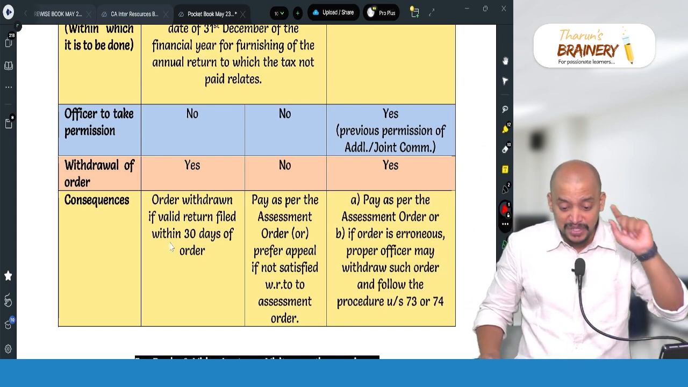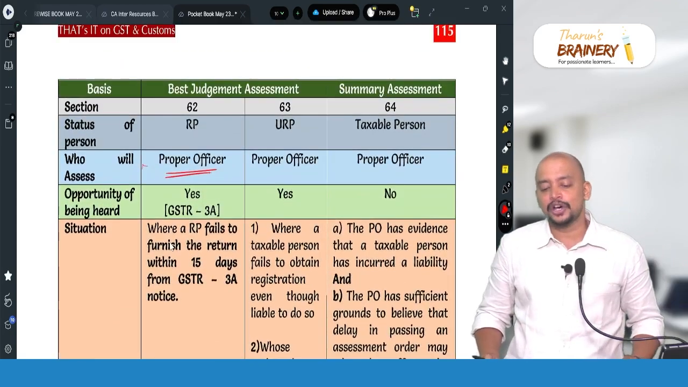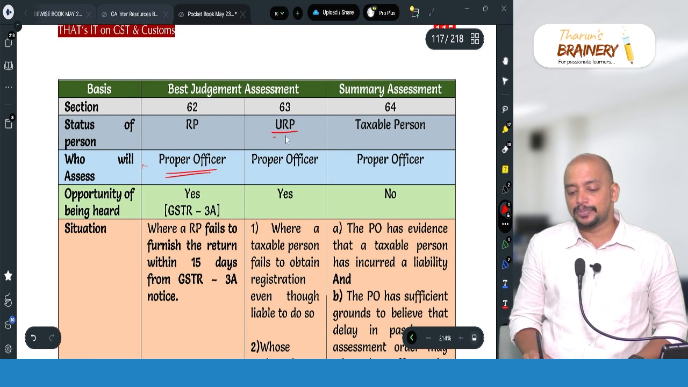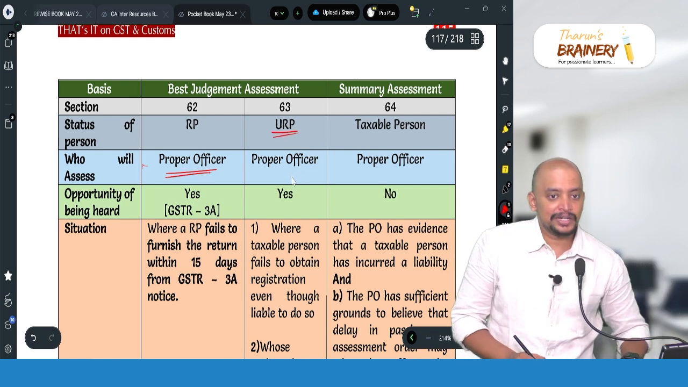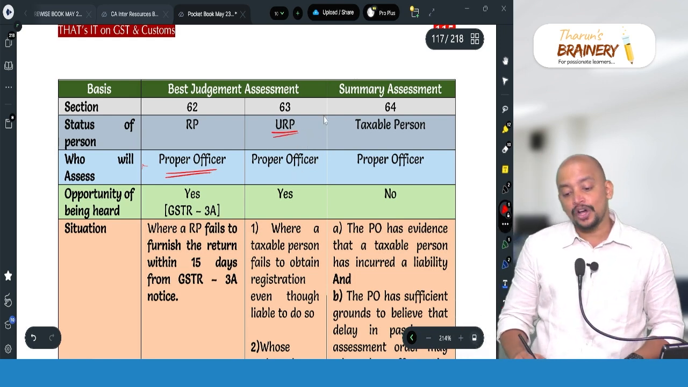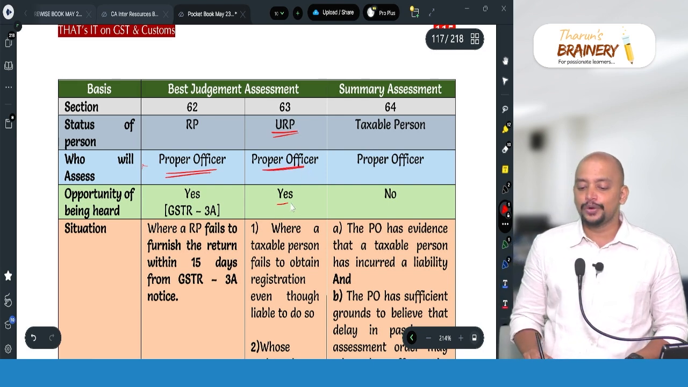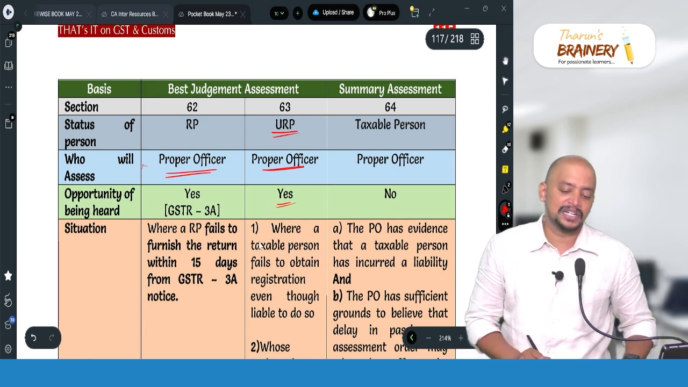Whereas another best judgment assessment order is there in case of unregistered person liable to pay tax. So there is an unregistered person who has suppressed his turnover and he is required to pay tax. So on that person, the proper officer can initiate best judgment assessment. Here also a notice will be given for passing best judgment assessment order.